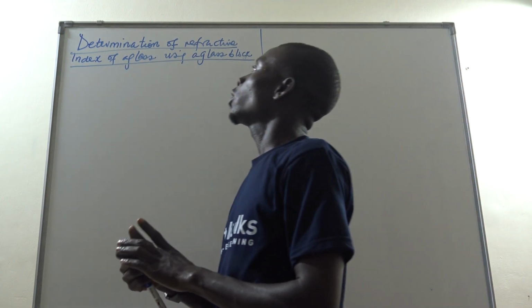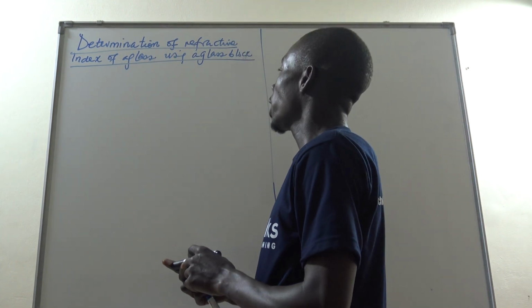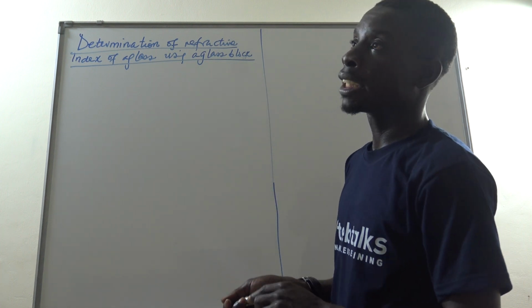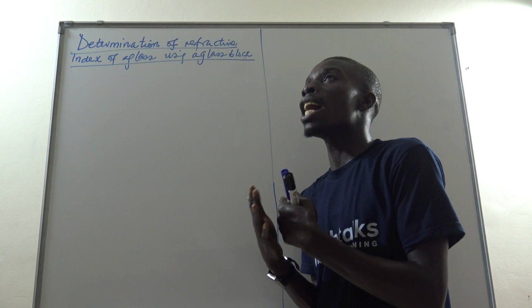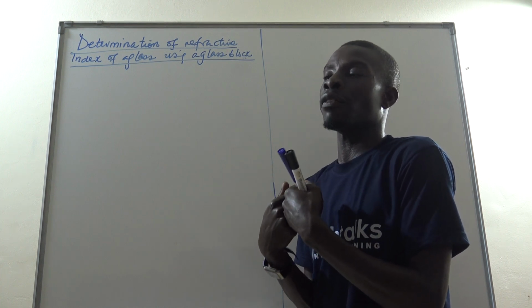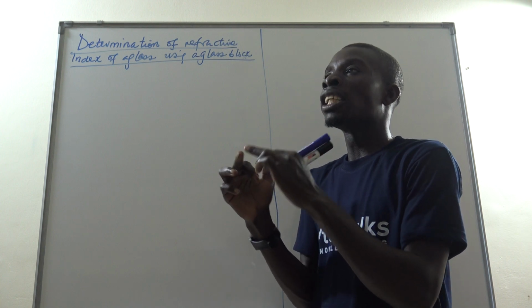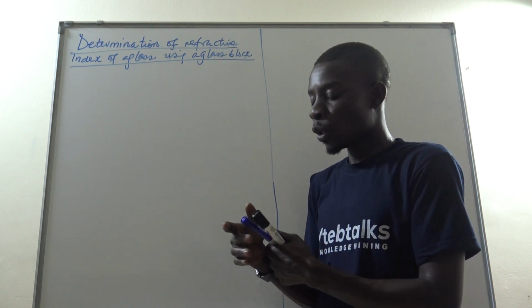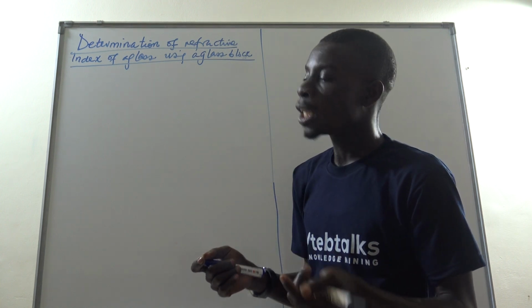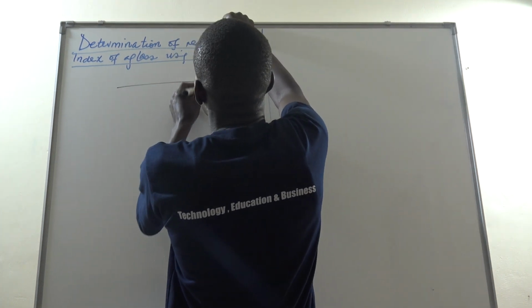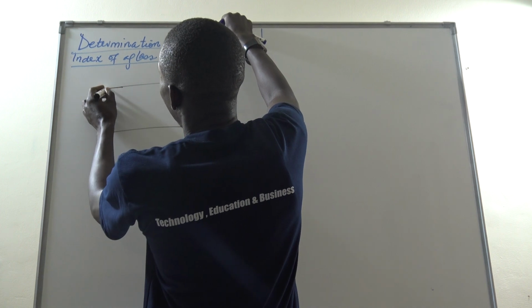So now let's look at the determination of refractive index of a glass using a glass block. If we have a glass and we are required to determine its refractive index, and we are making sure that it is in the form of a glass block, how do we determine the refractive index? And then we can have here a simple drawing for our illustration.